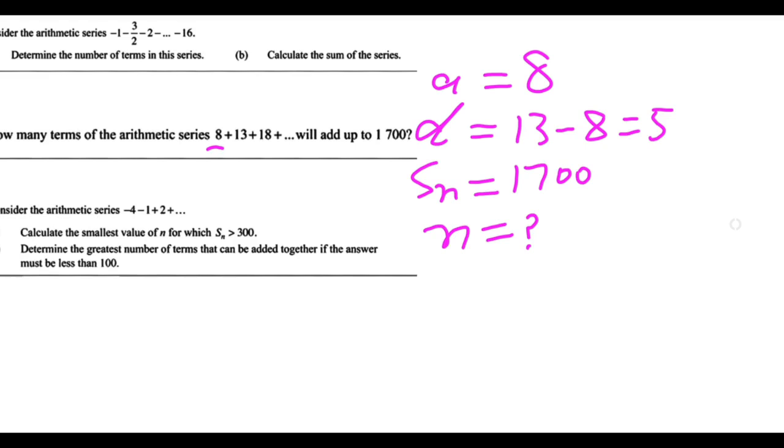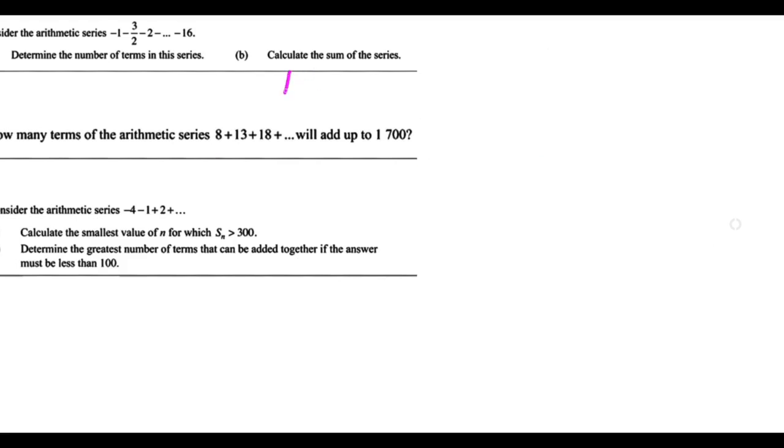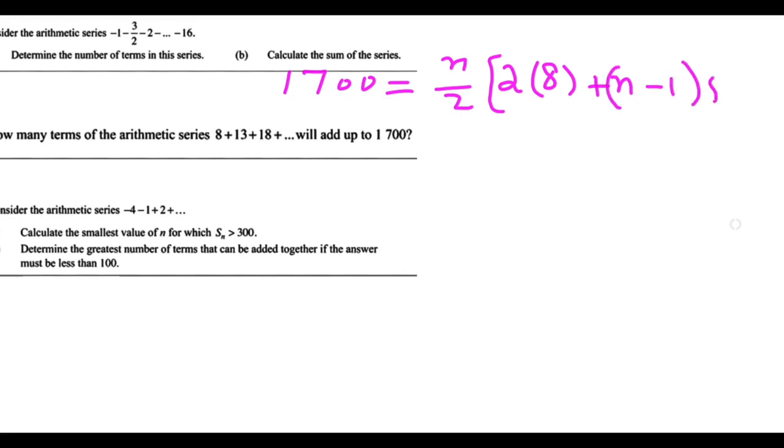So we're going to use the sum formula, which is Sn equals n over 2 times the bracket 2a plus parentheses n minus 1 times d, close bracket. This formula I'm going to use. So I'm going to substitute all the values into the formula. 1700 Sn we have, and the n we don't know, n over 2 times the bracket 2 times the first term we got, 8, plus n minus 1 parentheses, and the d we got is 5, close bracket.